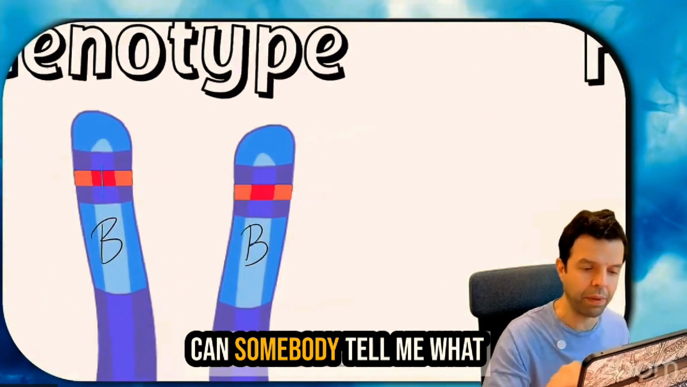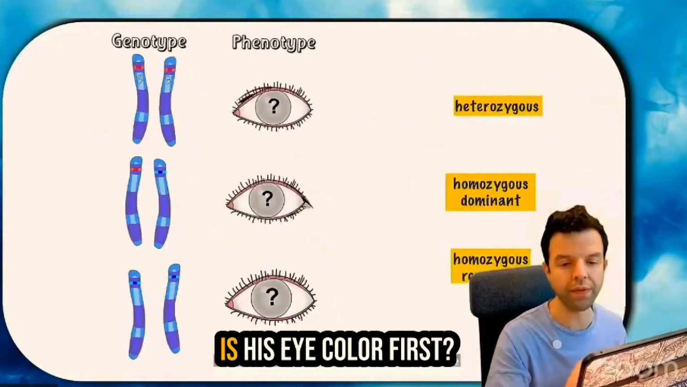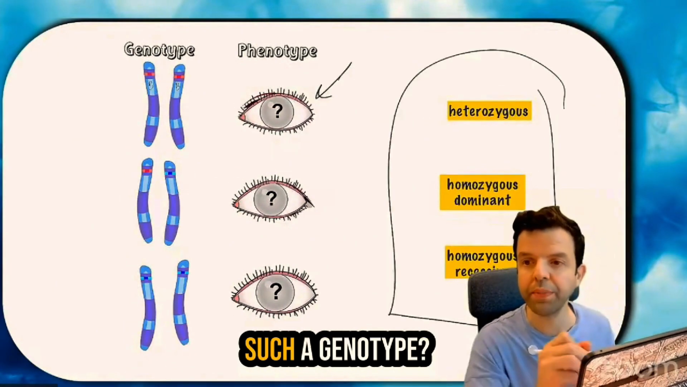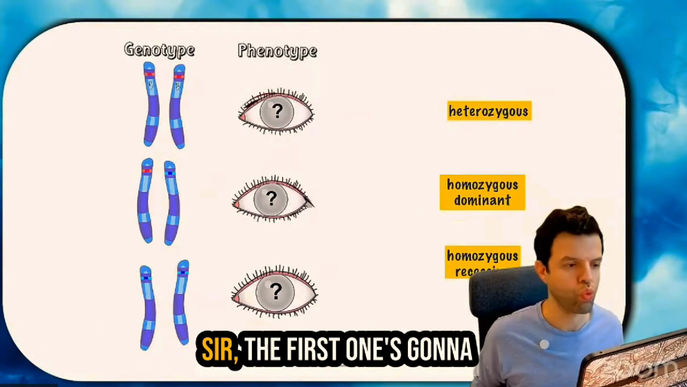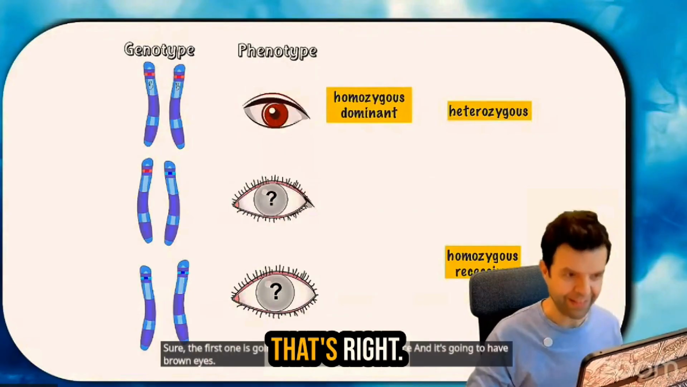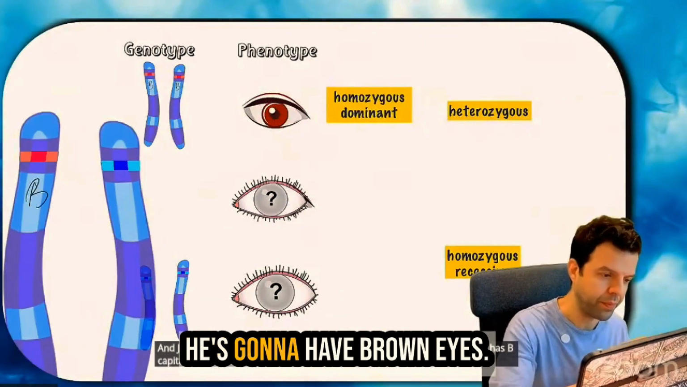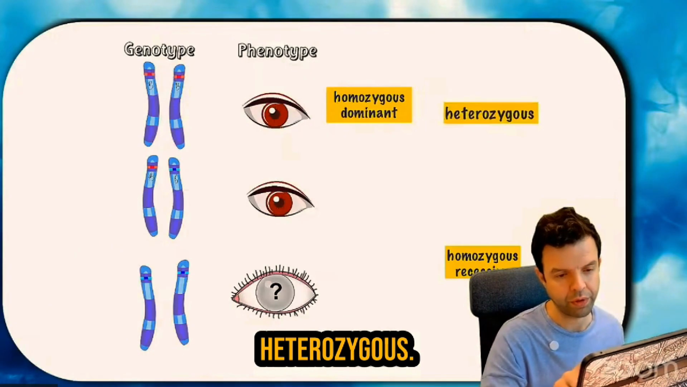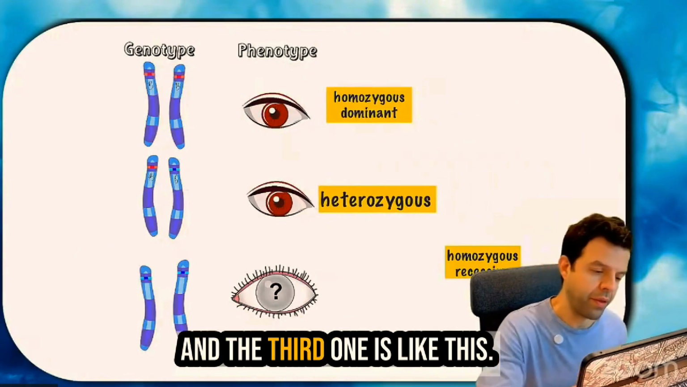Can somebody tell me what is his eye color first? And how do you describe such a genotype? Lamar? Sir, the first one is going to be dominant. All right, brown eyes. That's right. Absolutely. He's going to have brown eyes. So still brown. Very good. Heterozygous. Heterozygous.